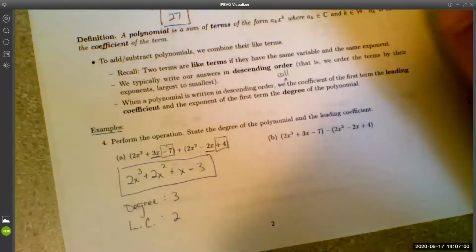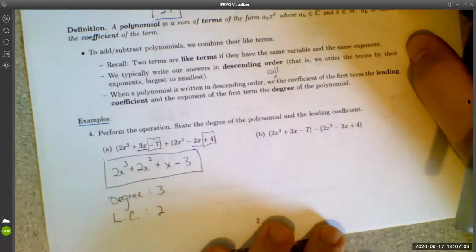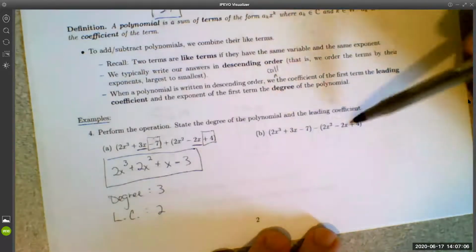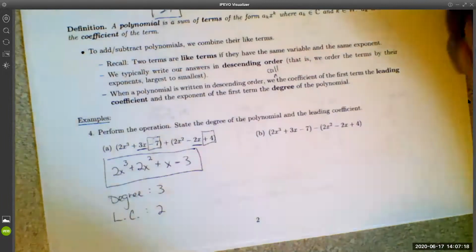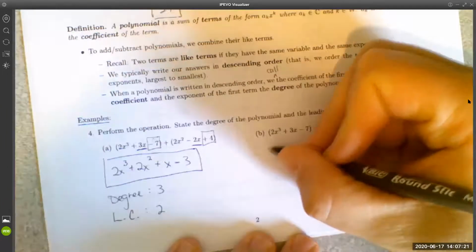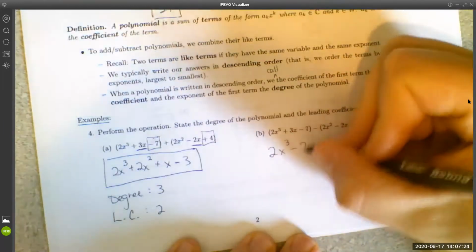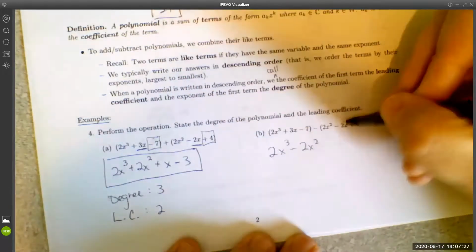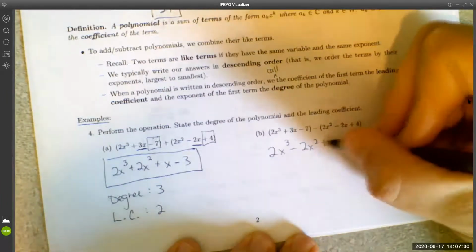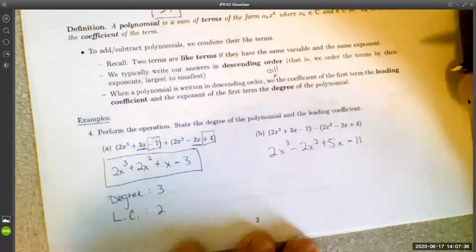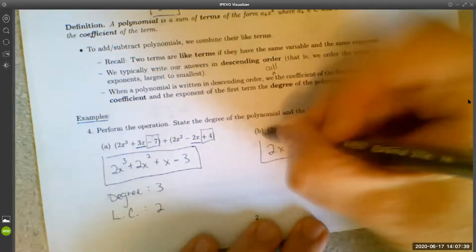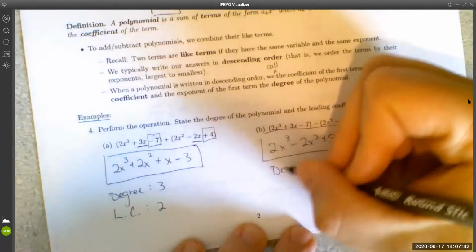Okay. So that's that. Here's another one. Actually, the same two polynomials, but this time we want to subtract them. So go ahead and give the video a pause and see if you can do that. Okay, here's my solution. You should get 2x cubed minus 2x squared. 3x minus negative 2x is 3x plus 2x, so that's 5x. Negative 7 minus 4 is negative 11. Okay, so there's the polynomial you get. The degree and leading coefficient are the same as they were in part A.